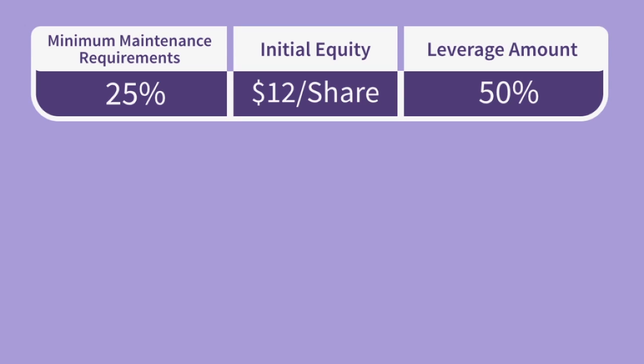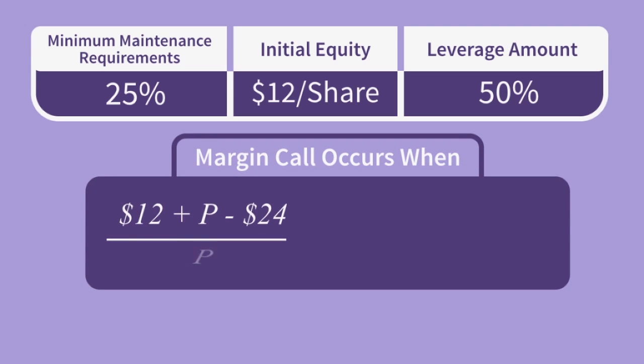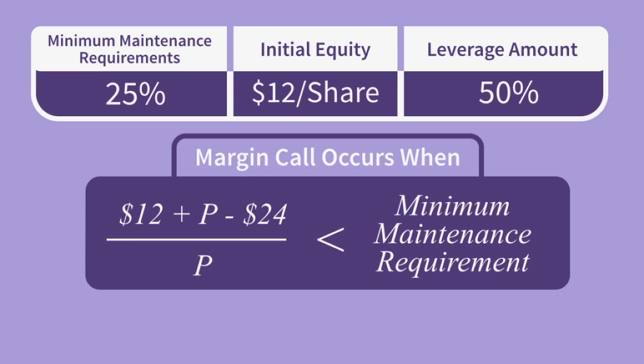The formula to determine when a margin call occurs is a ratio. When the ratio falls below the minimum maintenance requirement, then a margin call would take place. The formula is initial equity per share plus current stock price minus price of stock ABC when trader bought shares, all divided by the current stock price. In this case, when the stock price is equal to $16 per share, the ratio is equal to 0.25. If stock ABC falls below $16, the trader would receive a margin call and be forced to put up more equity.